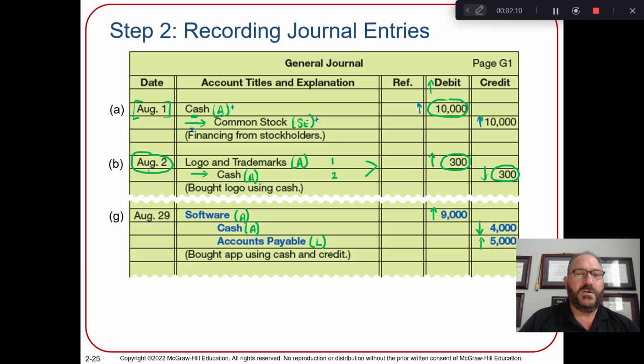Now look, August 2nd, we bought that logo, and we paid cash. So we had a logo as an asset, and notice that increases by 300, right? So it's increasing. And what we did was, you indent here, because this is the credit. You always indent the credit, and we use cash. So here, our cash is going down.